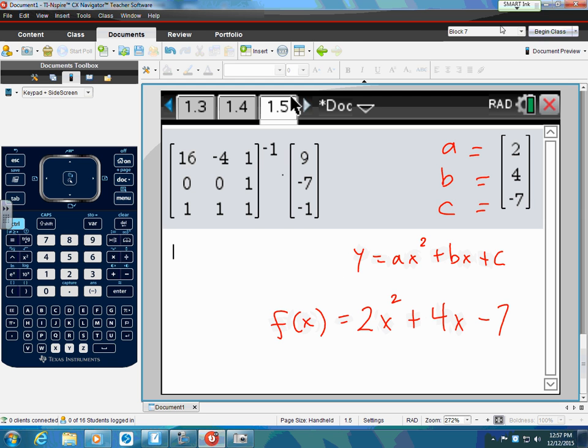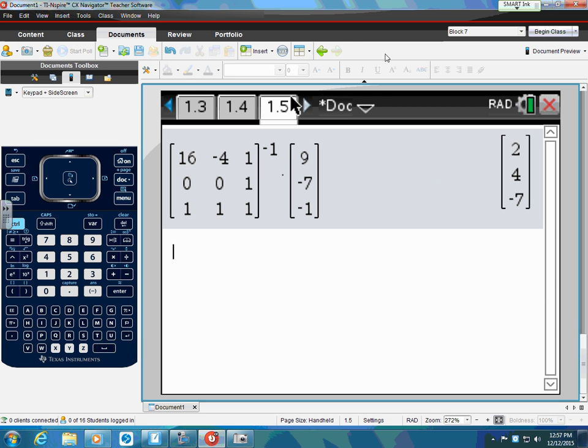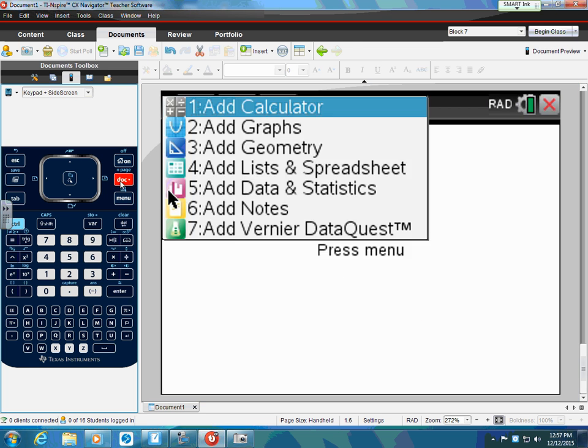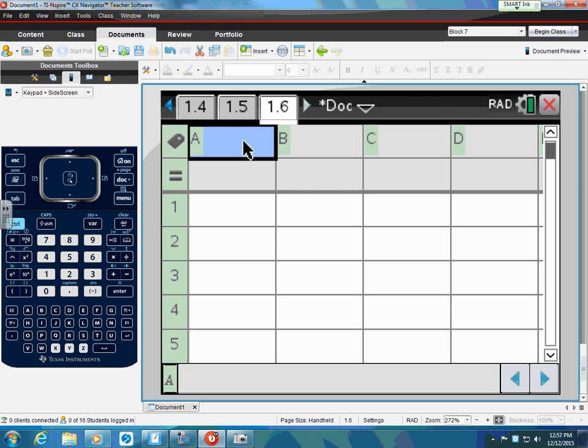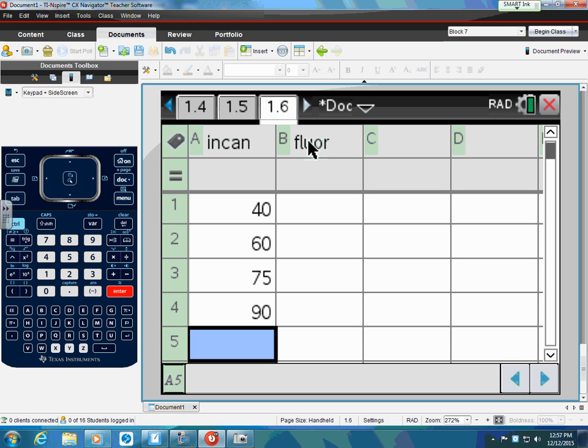So we're going to clear this ink out. We're going to add a list and spreadsheet page, and up here I'm going to call this incandescent. I'll just abbreviate InCan here, and then this one is fluorescent. I'm abbreviating that, and I'm entering the data here. So I get 40, 60, 75, 90, 100.